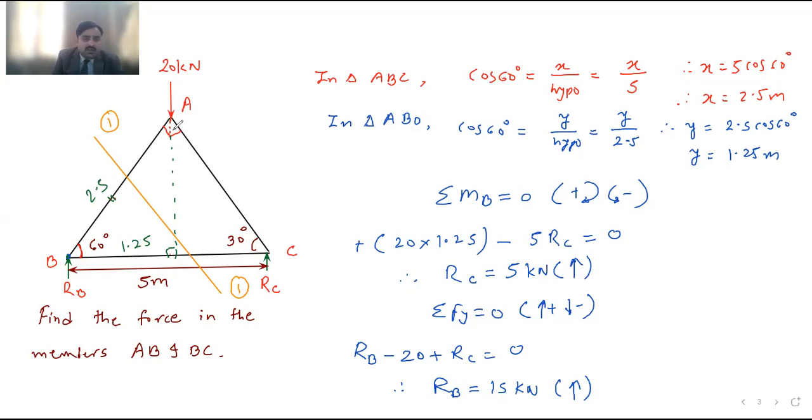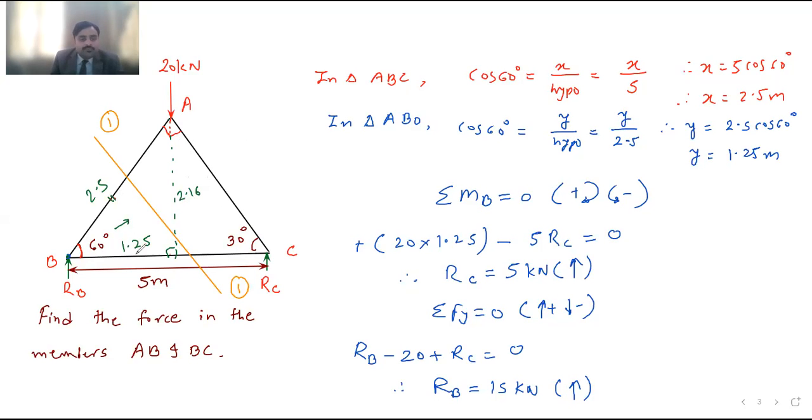If you use sine 60, it will be the opposite side. This is your opposite side. This is angle 60 degree. So opposite to 60 degree, this is the side and this is the hypotenuse. So it will be 2.5 sine of 60. So it is 2.16. So this height is 2.16.